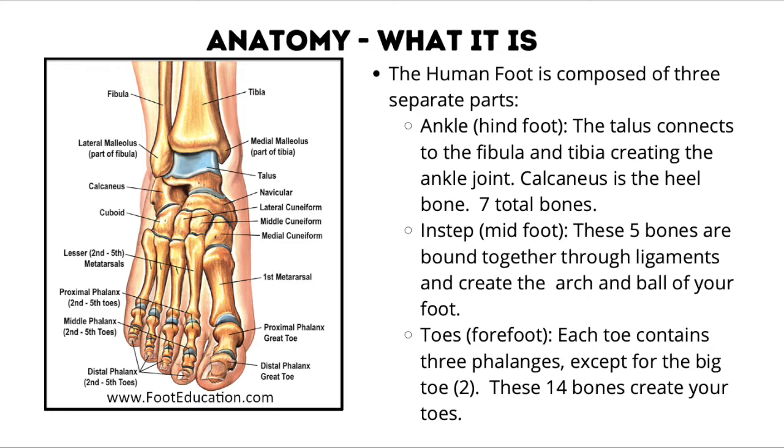Then you have your instep, or your midfoot. These 5 bones, bound together through ligaments, create the arch in the ball of your foot. And then you have the toes, or your forefoot. Each toe contains 3 phalanges, except for your big toe, which has 2. These 14 bones create your toes.